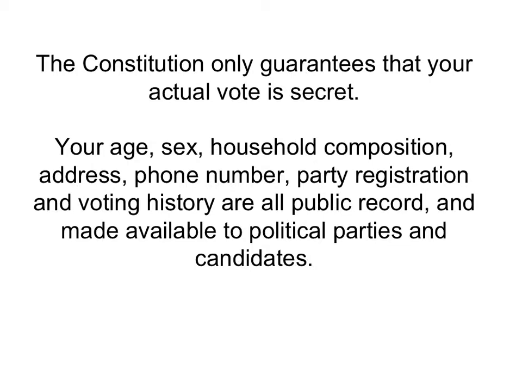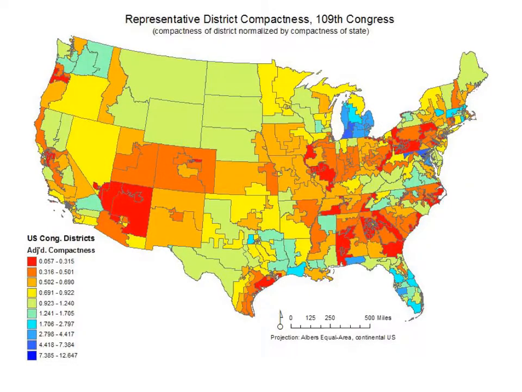The Constitution only guarantees that your actual vote is secret. Your age, sex, household composition, address, phone number, party registration, and voting history are all public record, and they're all made available to the political parties and candidates. As a result, our information of where Democrats and Republicans live is readily available for those who wish to find it. This leads to all of these crazy representative districts that are created throughout the nation.